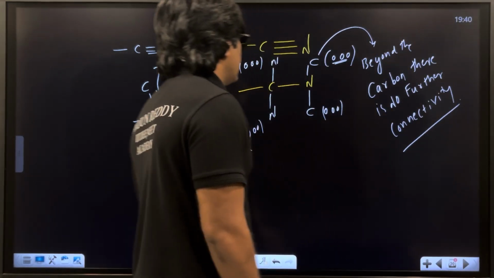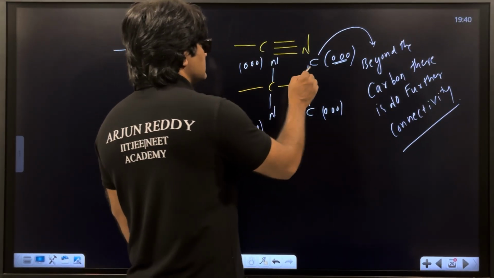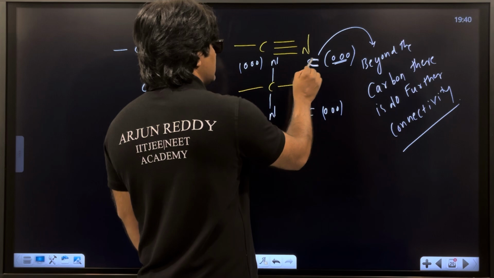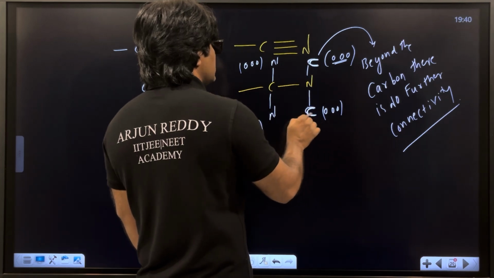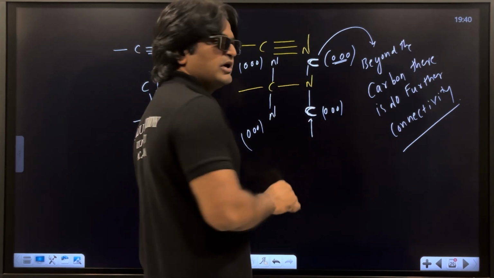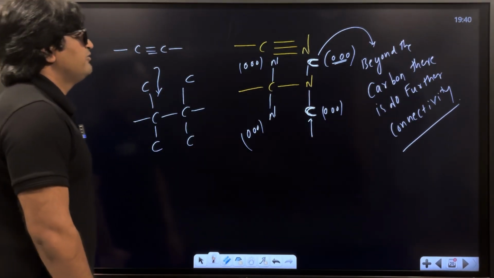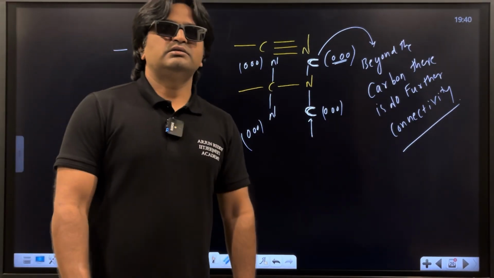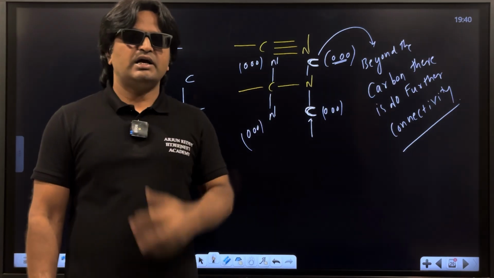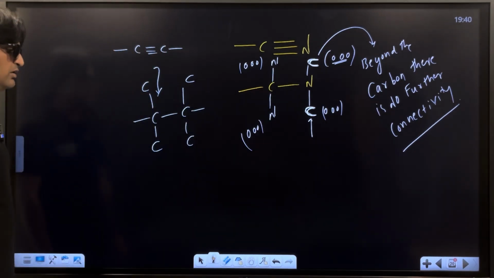Okay. For example, if you want to move in this direction, finally you are going to stop at this carbon atom. Here also same thing, we are stopping at this carbon atom. Beyond that carbon atom, there is no connectivity. That is the meaning of phantom numbers. That is the story about duplication and triplication. Okay.